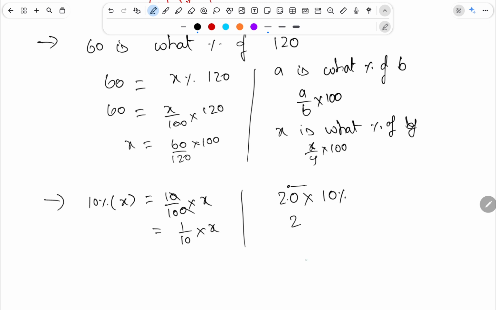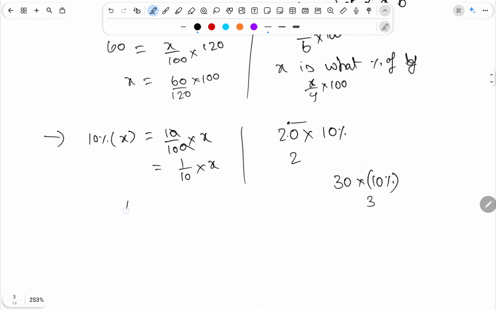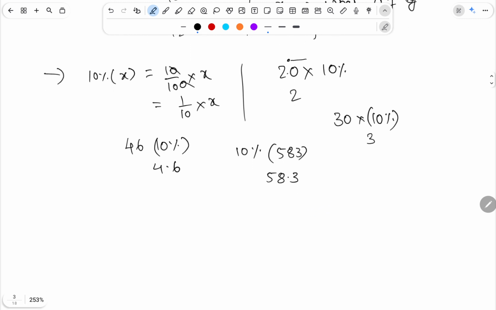Got it? And suppose 10% of 30. 10% of 30 is 3. 10% of 46 is 4.6. 10% of 583 is 58.3. So it goes like that.